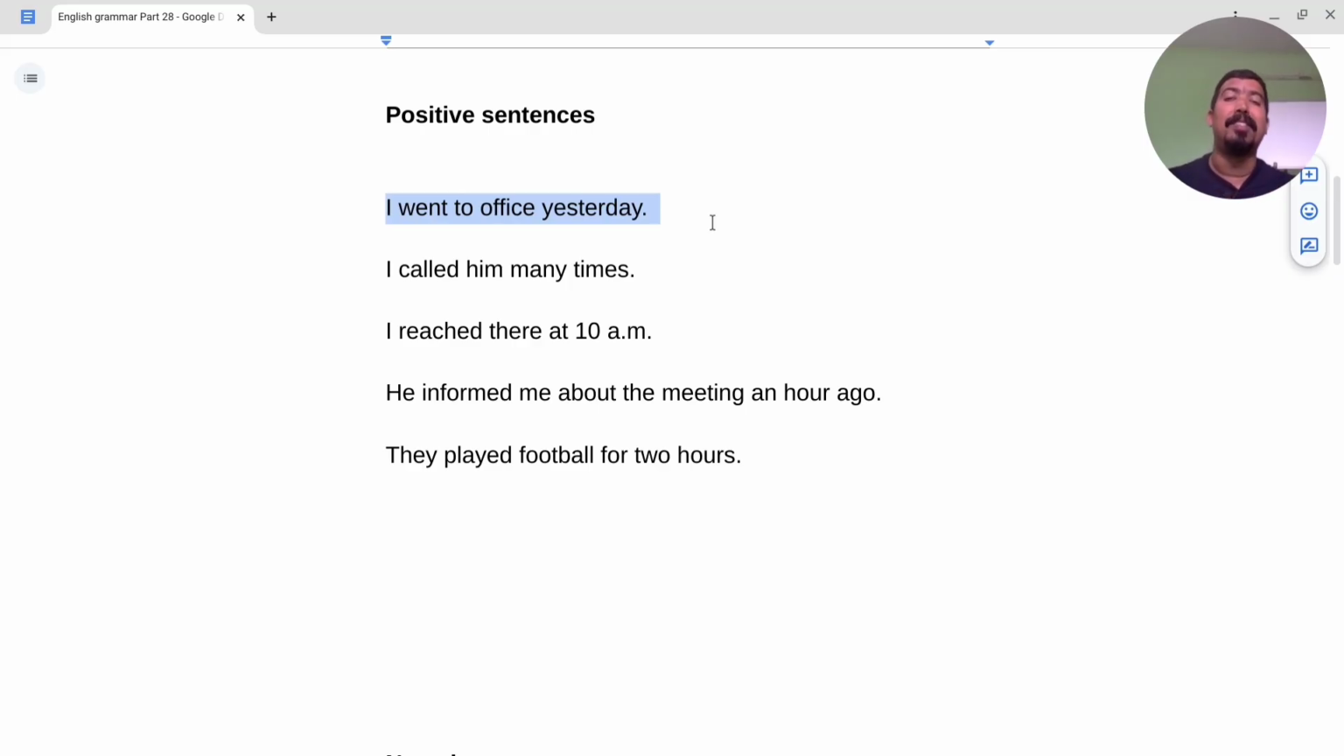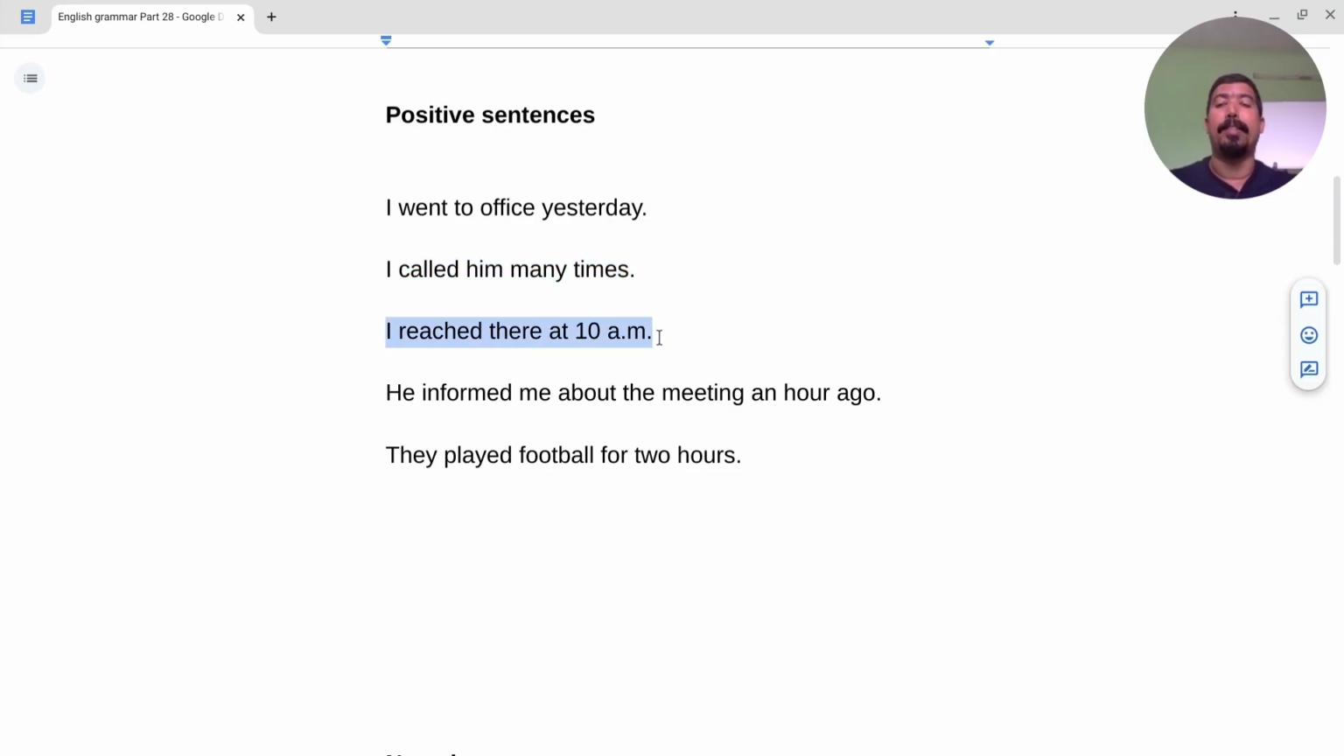So I am telling you this today. This is a completed action. This is what I did yesterday. That is in the past. I called him many times. My friend asked me, did you call him? Yes, I called him many times, but he didn't attend the phone. The past of call is called. I called him. It is a completed action. I is the subject, called is the verb.